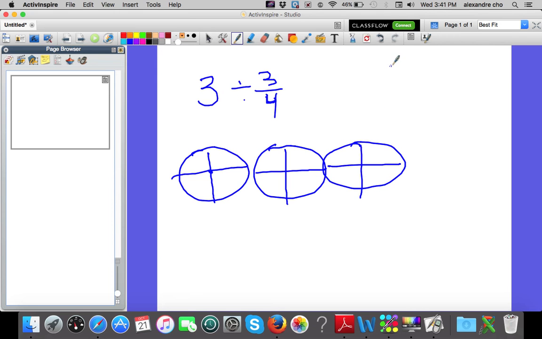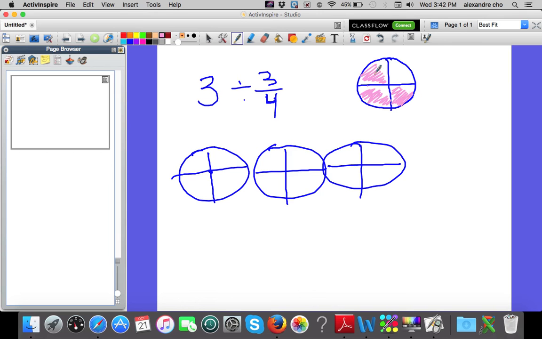So over here, I'm going to draw a circle, and is there a shading button here? No, there isn't. I'm going to take pink, and I'm going to show you what 3/4 looks like. There we go, 3/4.